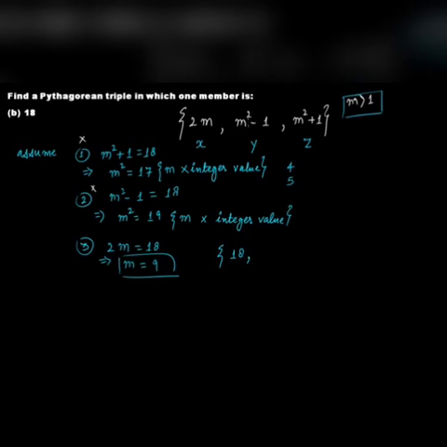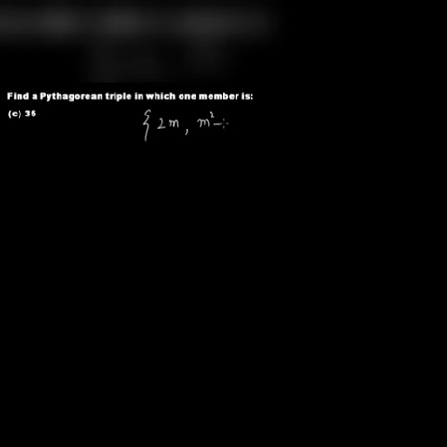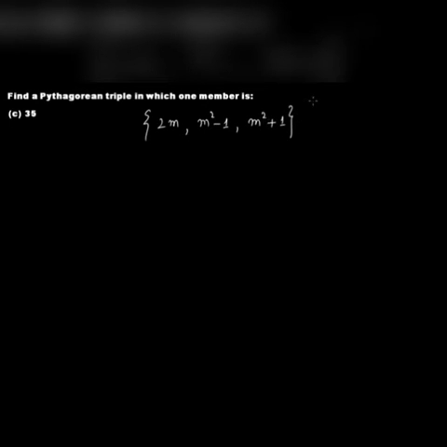Then m squared means 9 squared, 81, minus 1 is 80. 9 squared means 81 plus 1 is 82. So this is the Pythagorean triple in this case, where 18 is actually 2m. Okay, this is the last one. One of the members is 35. Again, you have to remember this: 2m, m squared minus 1 and m squared plus 1. m can only be a positive integer and should be greater than 1.